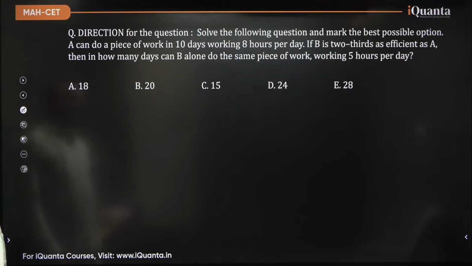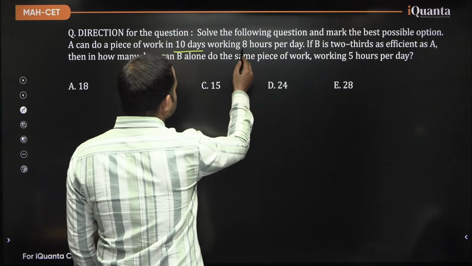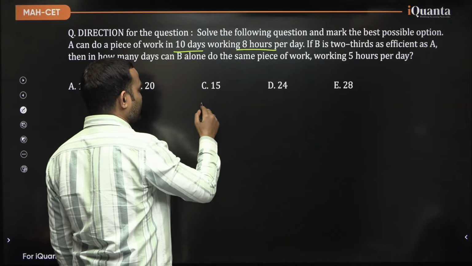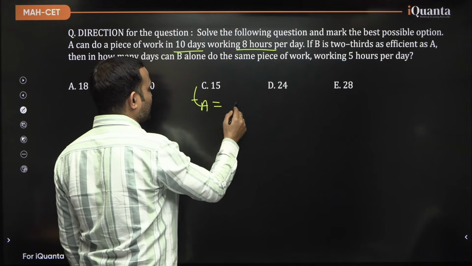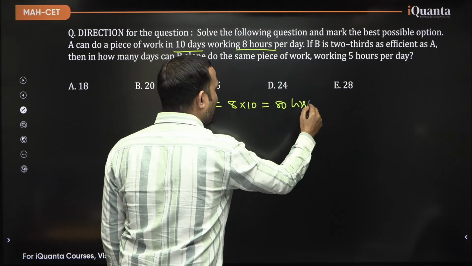What is the answer of this question? 24. A can do a piece of work in 10 days at 8 hours per day. So, the time taken by A is 8 into 10, which is equal to 80 hours.